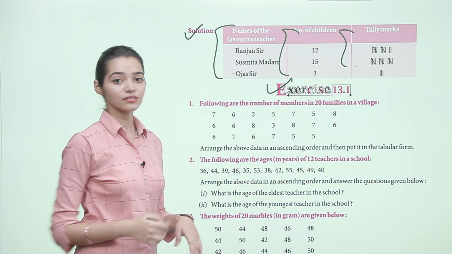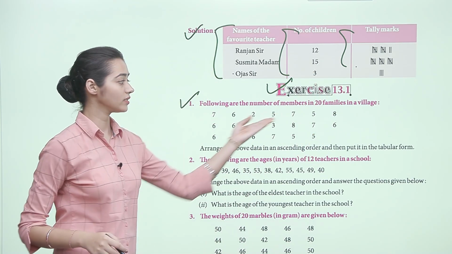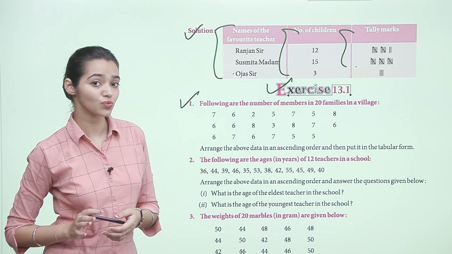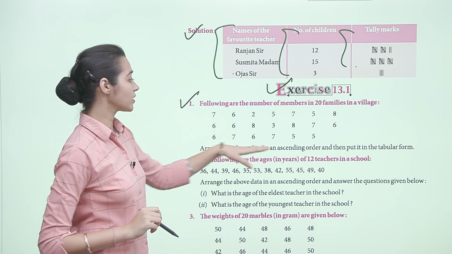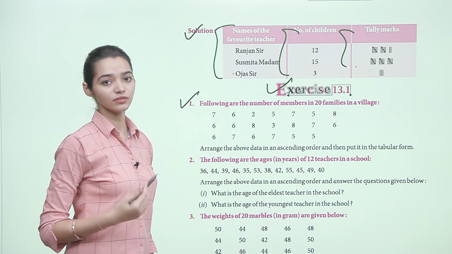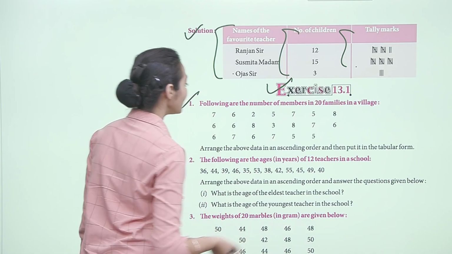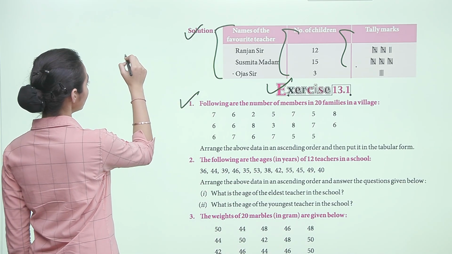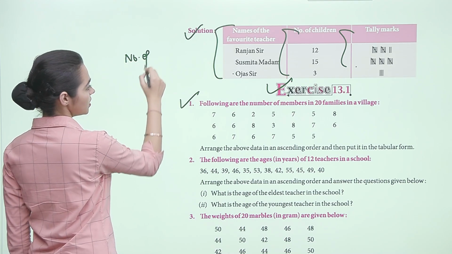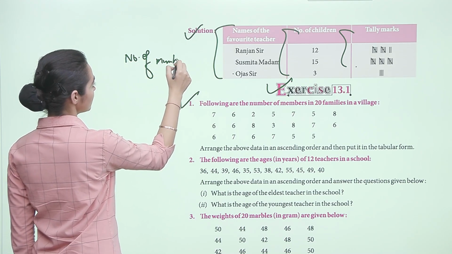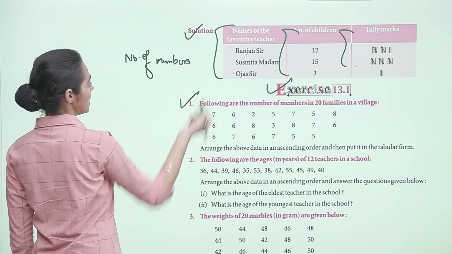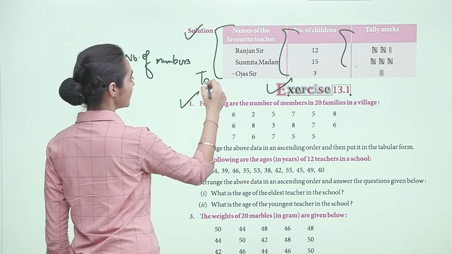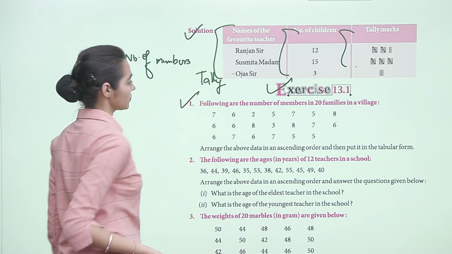Now let's start with our exercise 13.1. In the first one, the following are the number of members in 20 families in a village. We have to arrange the above data in ascending order and put it in tabular form. So how many 2s are there? Here is our number of members, and there we can draw a tally for them.